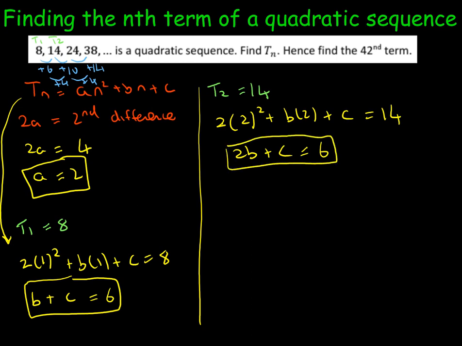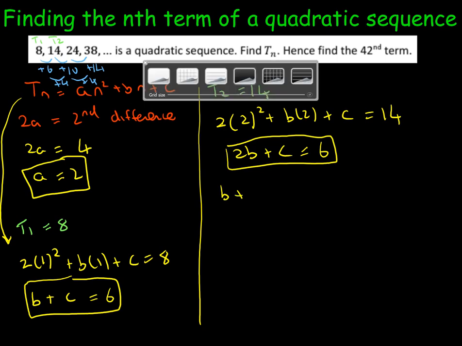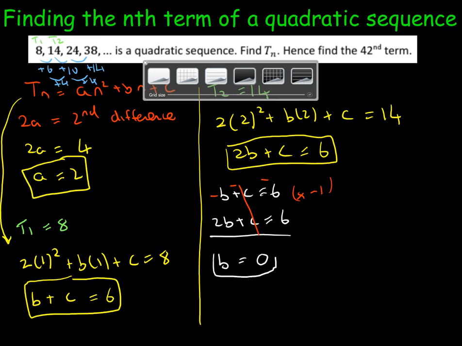And now using those two simultaneous equations, we get our values for b and c. b plus c is equal to 6, and 2b plus c is also equal to 6. I'm going to multiply the top line across by minus 1. Again, there's a couple of ways you can do that. So what happens is these change signs, and you end up with b is equal to 6 minus 6, which is 0, so b is 0. And subbing your value into one of the equations, we'll take b plus c is equal to 6, so 0 plus c is equal to 6, so c is equal to 6.